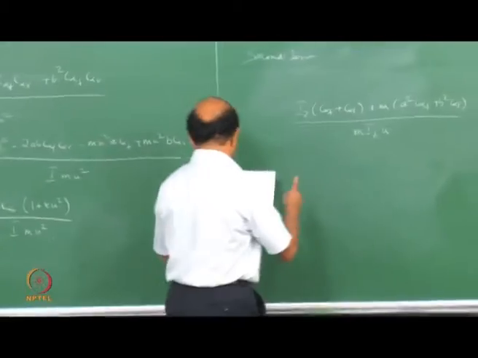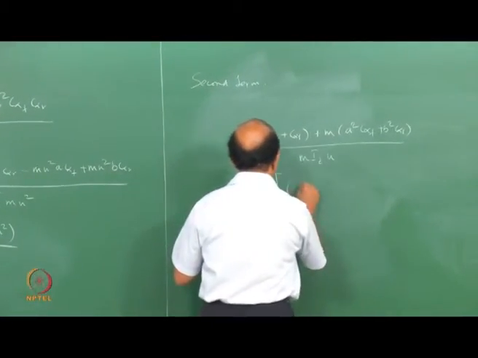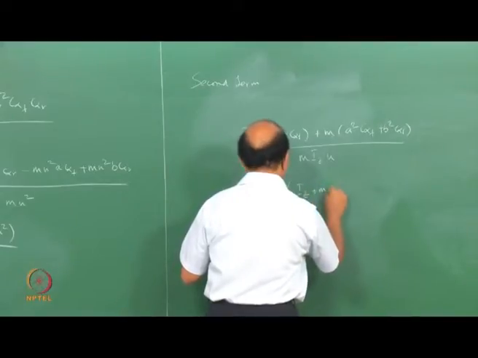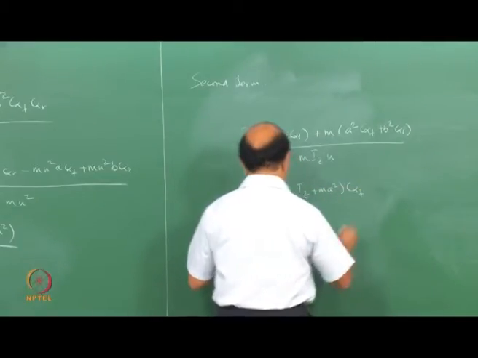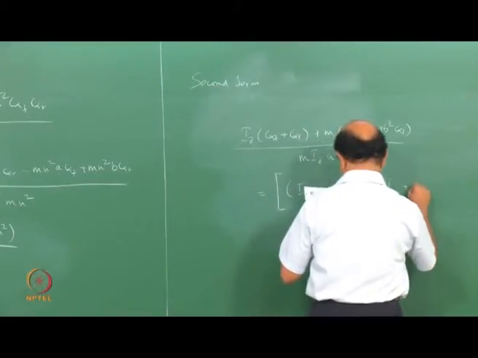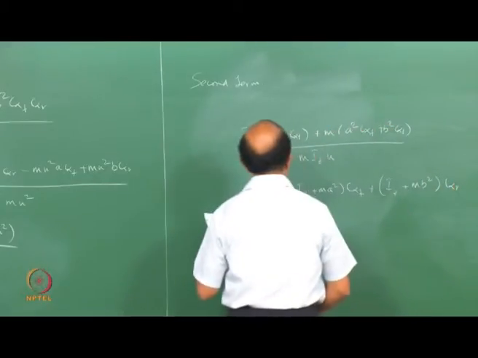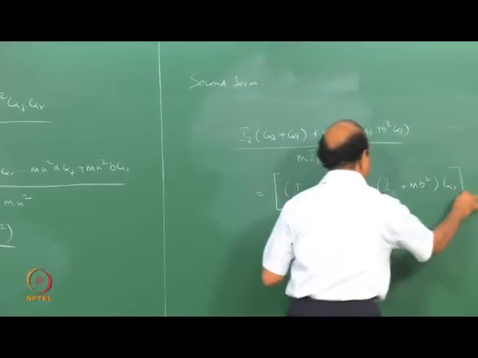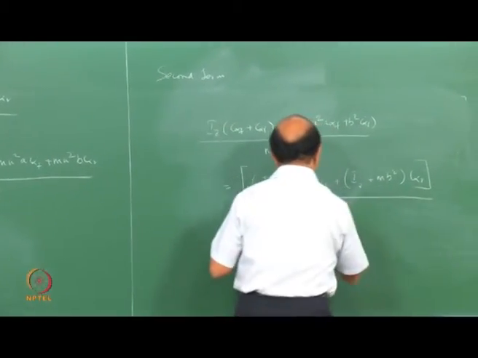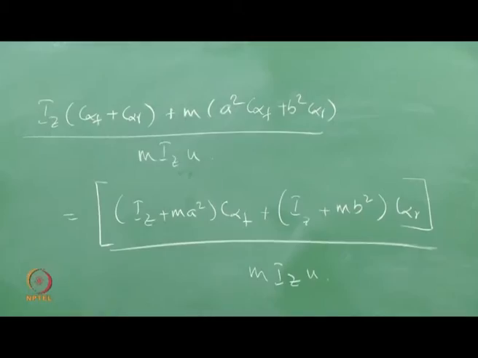Let me rearrange them so that I will write that as I z plus m a squared c alpha f plus I z plus m b squared into c alpha r divided by m I z into u. Right? Nothing difficult, just rearranging the term.